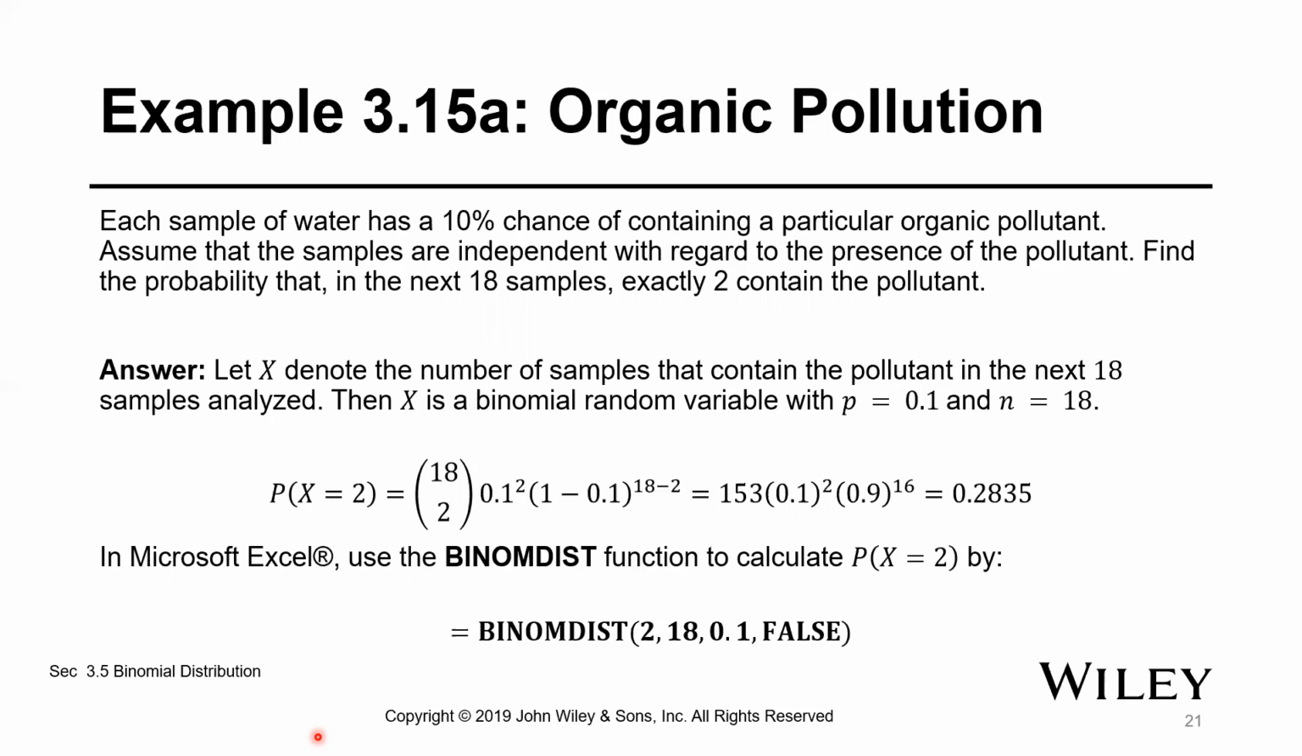So we have a probability of 0.1, a sample size of 18, choose 2. So 18 choose 2, times 0.1 squared, times 1 minus 0.1 to the 16th power, is equal to 153 times 0.1 squared times 0.9 to the 16th power, which is equal to about 28%. I would recommend that right there.